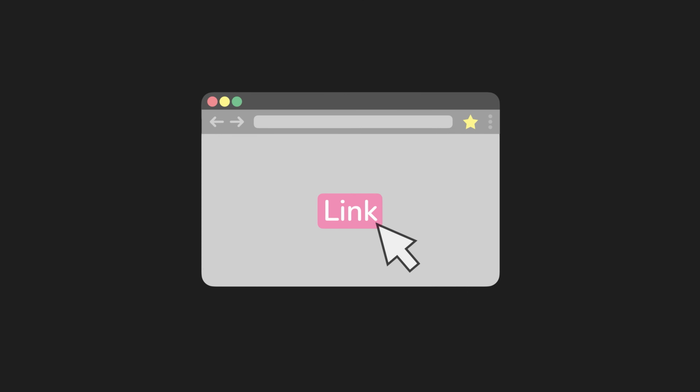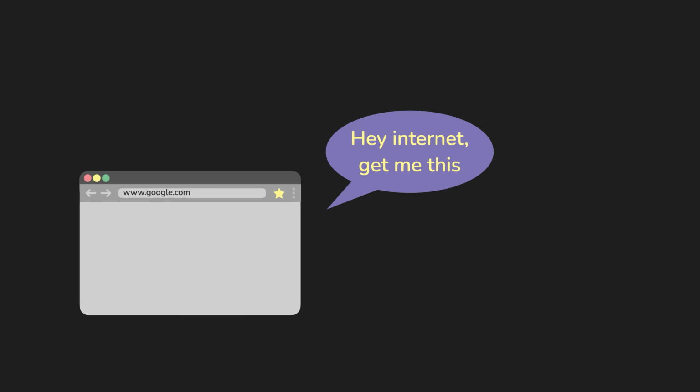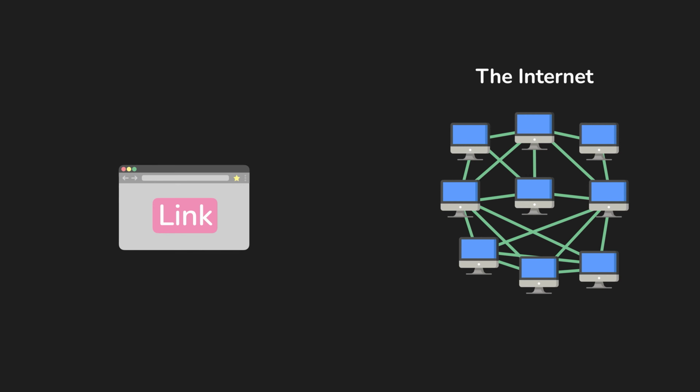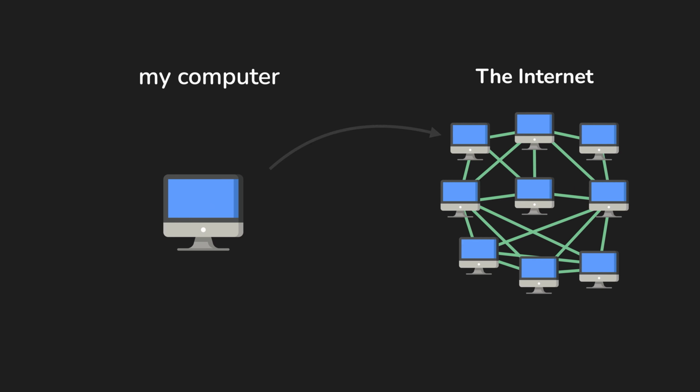When you click something on a website or type an address in the browser, you're basically telling the internet to bring something to you. You're making a request to it. The internet is a bunch of computers connected to each other in a network. And when we click a link saying, I want to see this web page, we are asking another computer to send the web page to my computer.